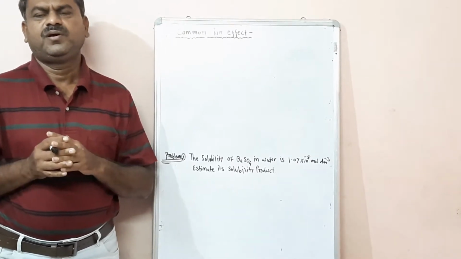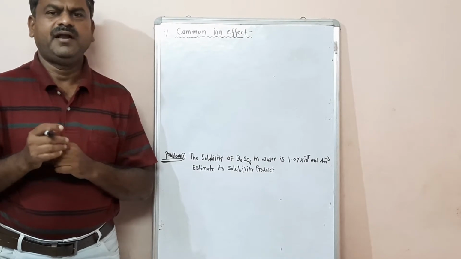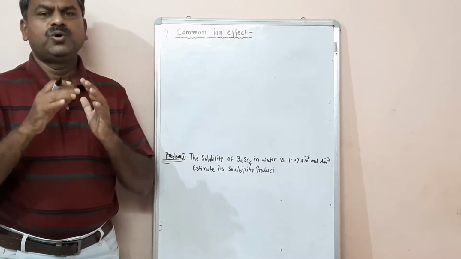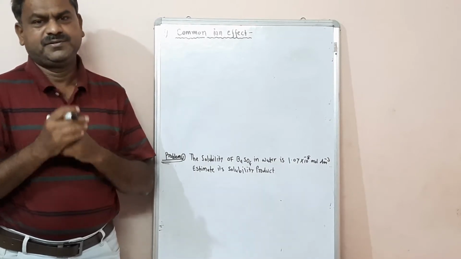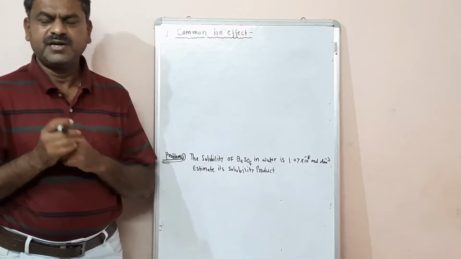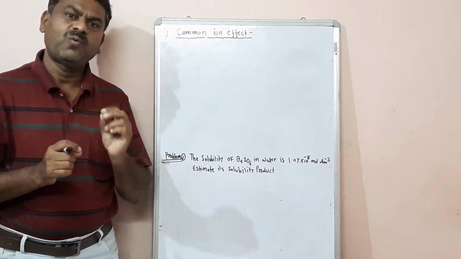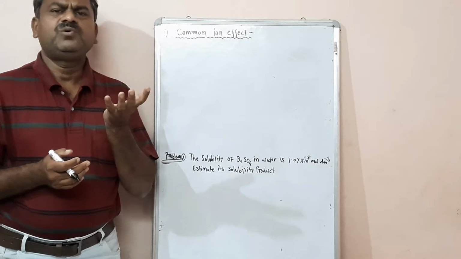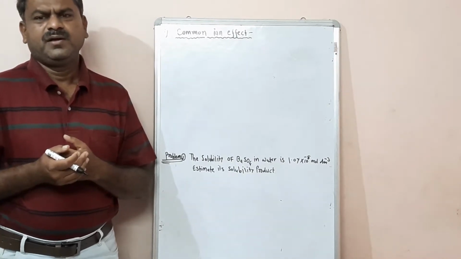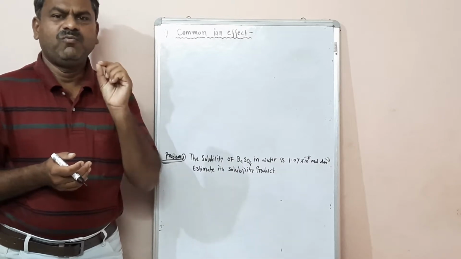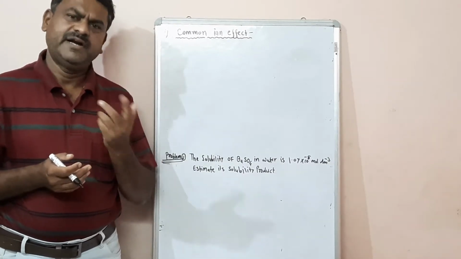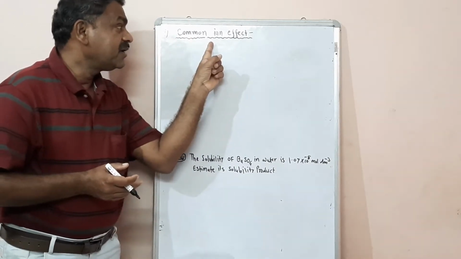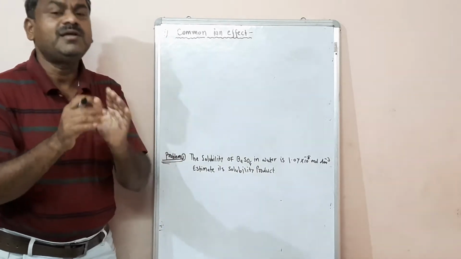First, you should know what a common ion is. Two electrolytes, two substances, containing one ion in common, that is known as the common ion. But what effect does the common ion have?